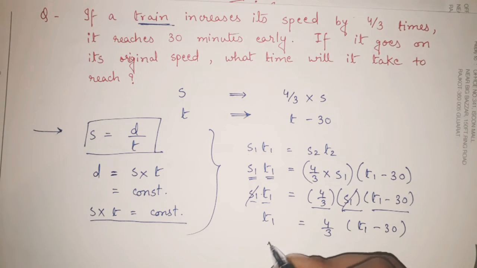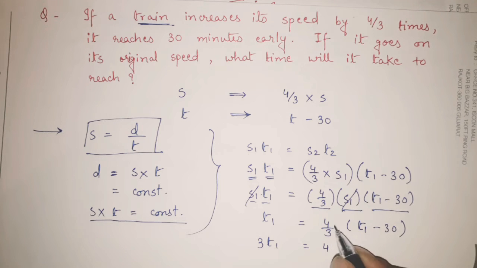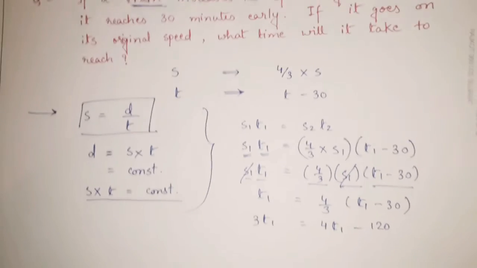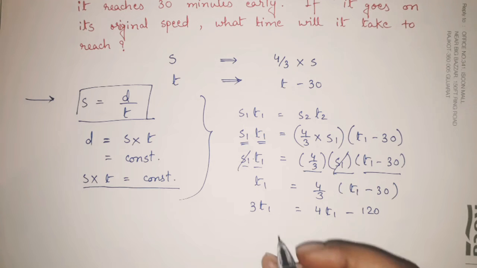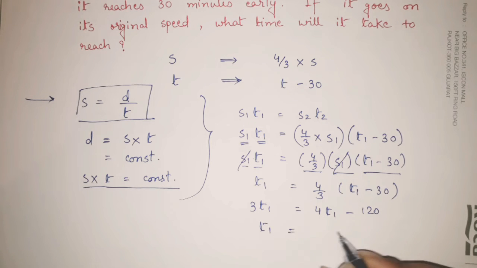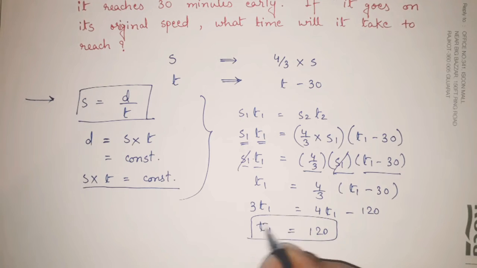Now let's solve them. This 3 in the denominator can come here. So 3T1 is equal to, let's multiply this whole with 4, so 4T1 minus 4 into 30, that is 120. Then this 120 will come here and this will go there. So 4T1 minus 3T1, so T1 is equal to 120. Yes, simple. We got T1 is equal to 120.